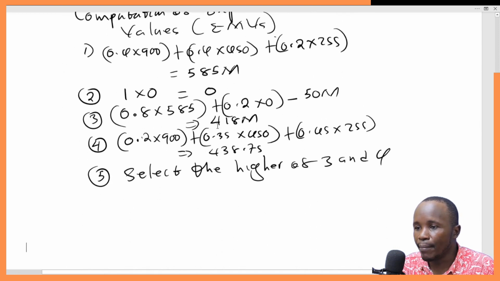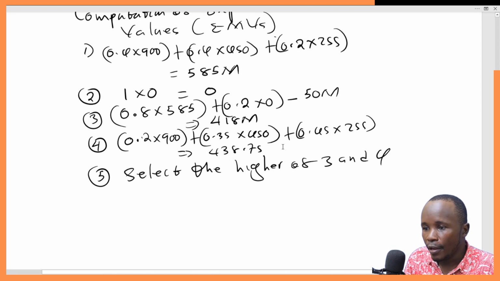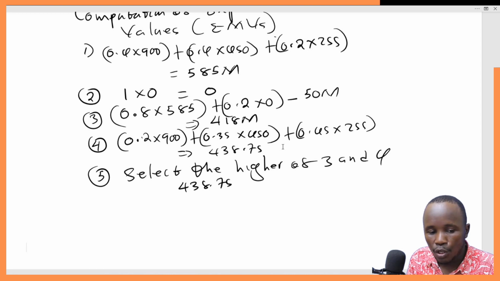So if I look at number 3, it is 418. I look at number 4, it is 438.75. So what do you do? So here we shall have 438.75. No need of testing.